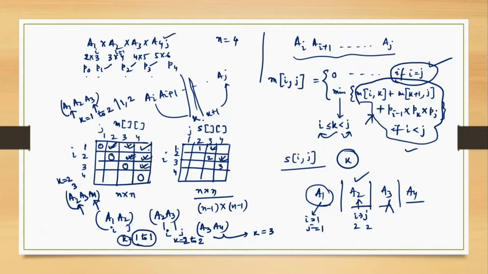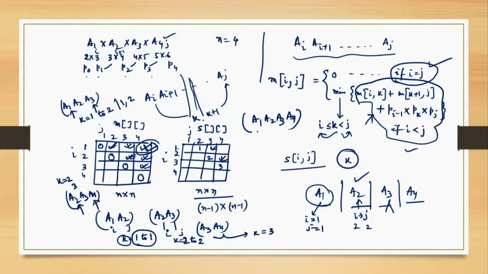So the final one, actually M of 1, 4. M of 1, 4 means A1, A2, A3 and A4, A1 to A4, which is the final chain. So M of 1, 4, this value is the result. That is the cost of multiplication, because here you are getting the full chain. The other cells indicate the sub chains, but your objective is to solve the full chain. That is the full or the main chain. That is the final chain result. So this one ultimately gives you the final result.